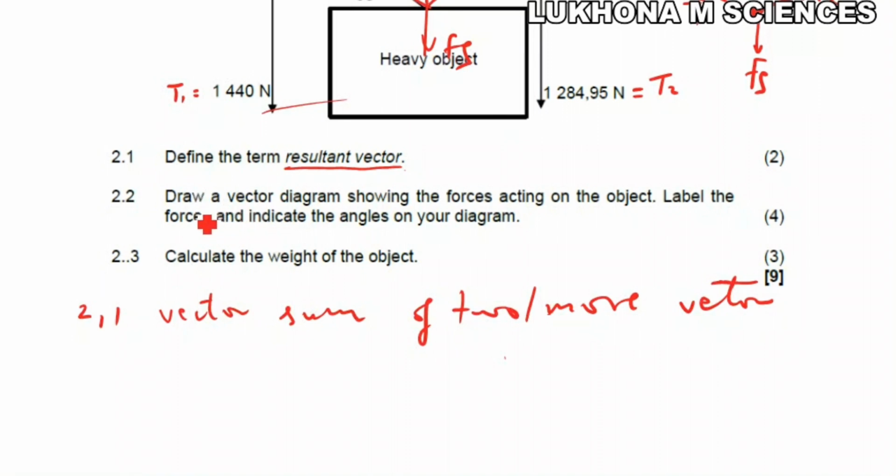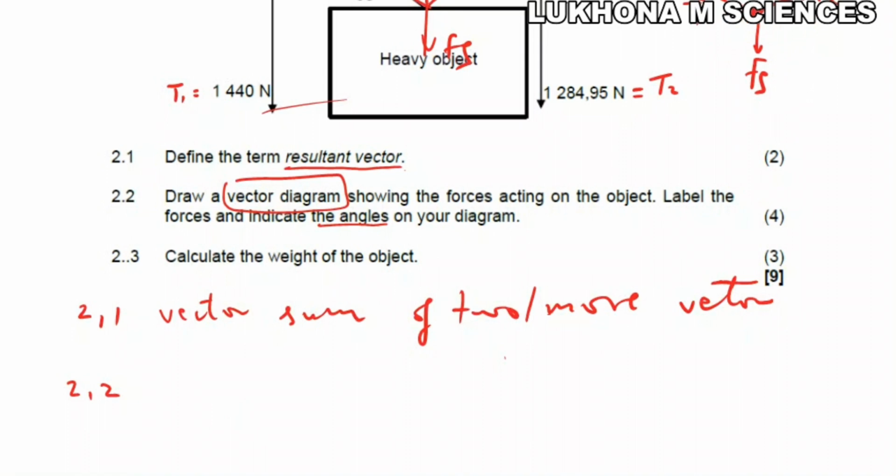The following question again: draw the vector diagram showing the forces acting on the object. Label the forces and indicate the angle on the diagram. So you must also include the angle. So we are going to use that free body diagram to draw the vector diagram. The vector diagram is a closed vector diagram, that is the triangle.